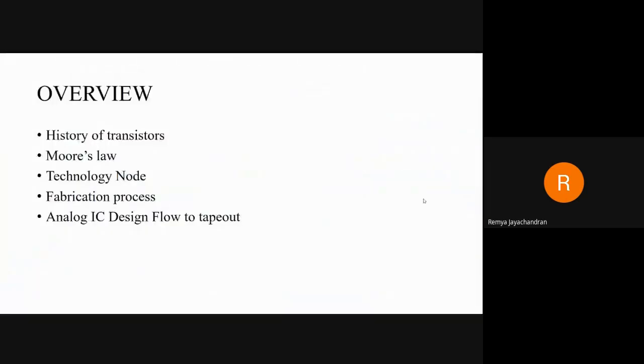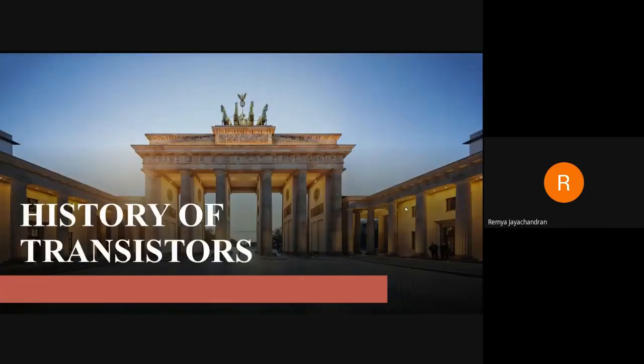And this is the overview of today's session. First, I'll give a brief description about the history of transistors, then Moore's law, then what's technology node, then a brief description of the fabrication process, and then the analog IC design flow to tape out. So first, we'll see the history of transistors.